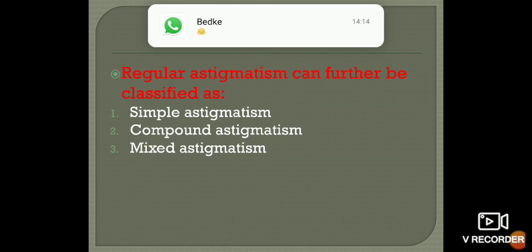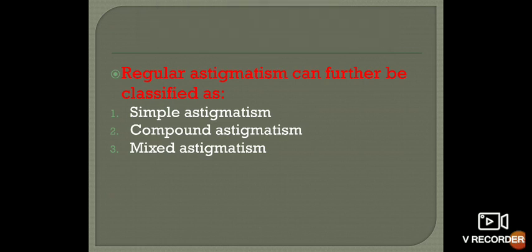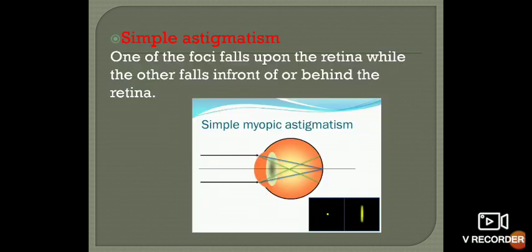Regular astigmatism can be further classified into simple astigmatism, compound astigmatism, and mixed astigmatism. We will see what is simple astigmatism. I have told you earlier, there are two focal points. What happens in simple astigmatism? One of the foci falls upon the retina, the light-sensitive part of the retina, while the other falls in front of or behind the retina.